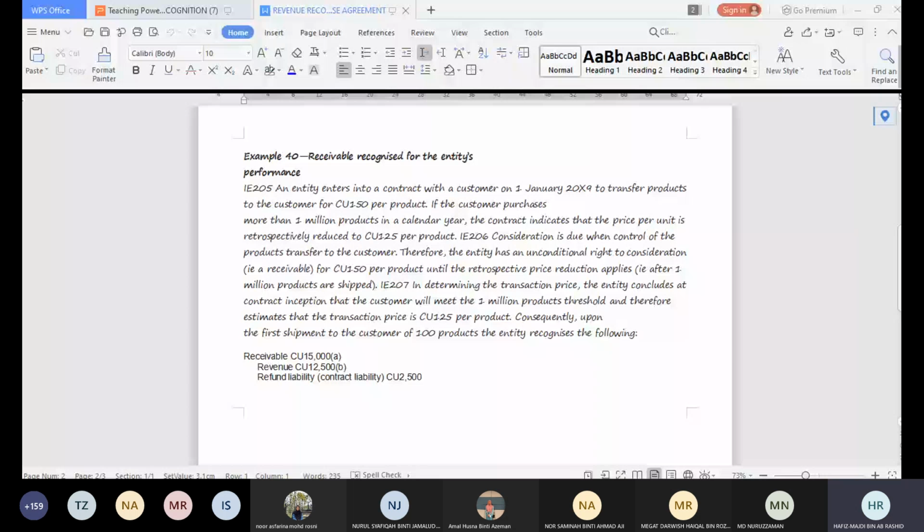Yes, sir. Okay. So instead of going back to example 7.4, because as I read through the example I think there might be some information missing, I tried to find out more. I came across this example 40 from the MASB MFRS 15 illustrative examples.